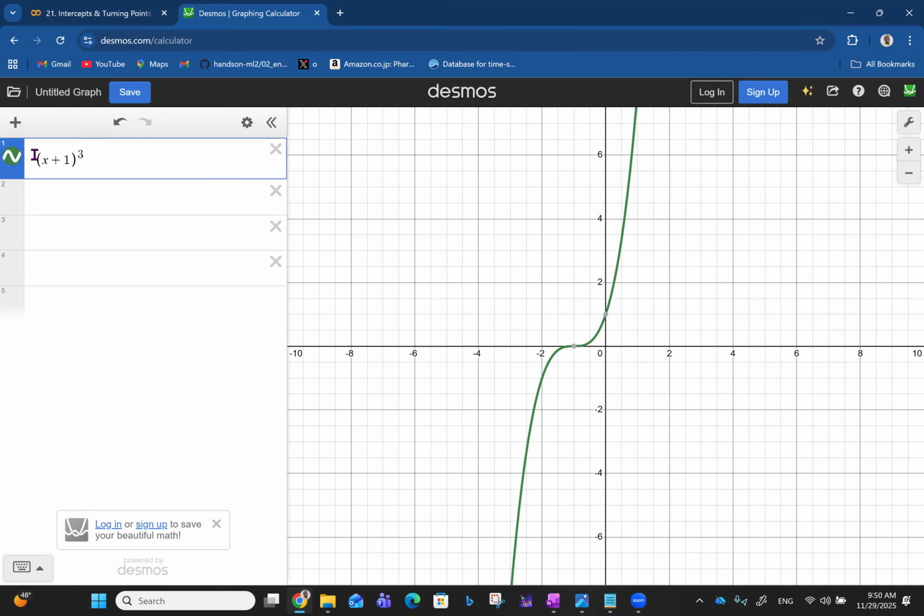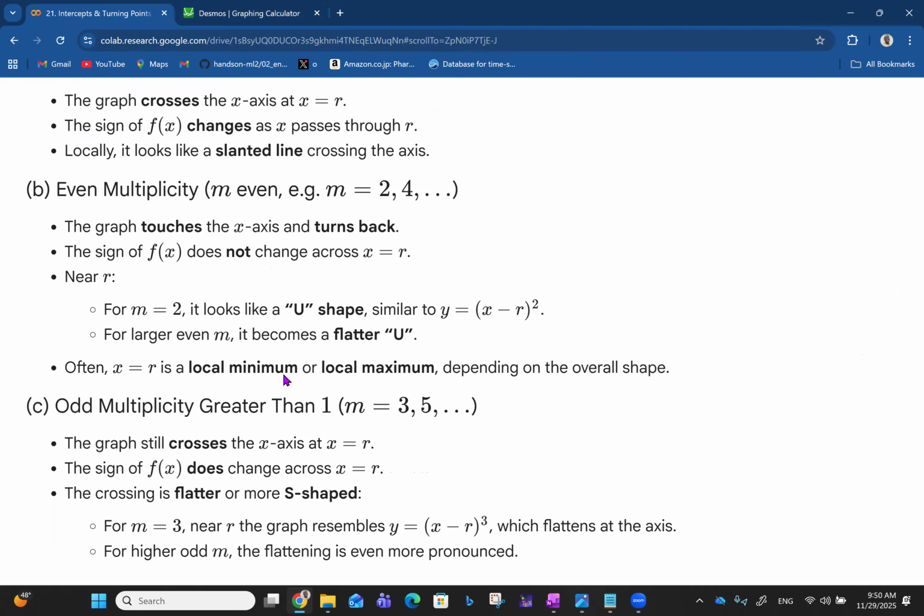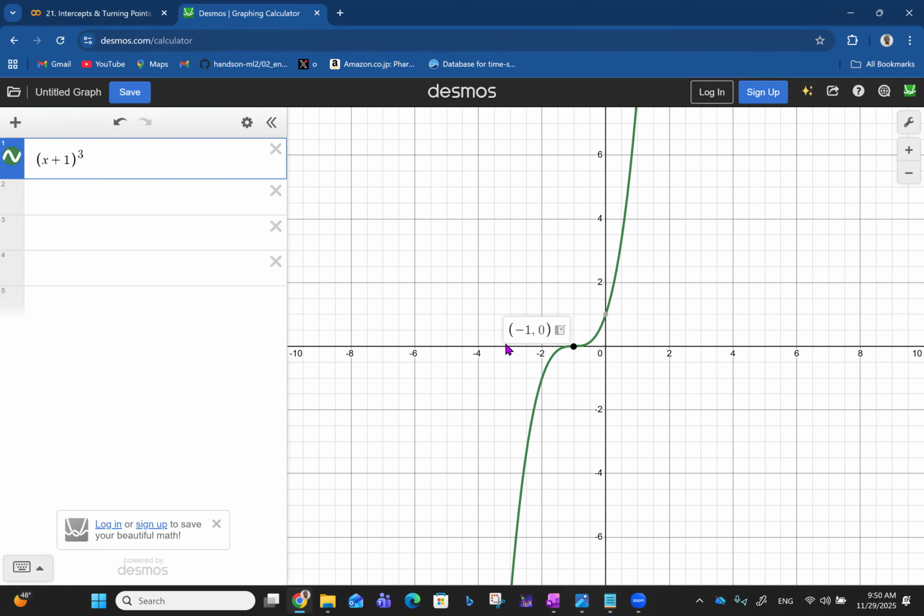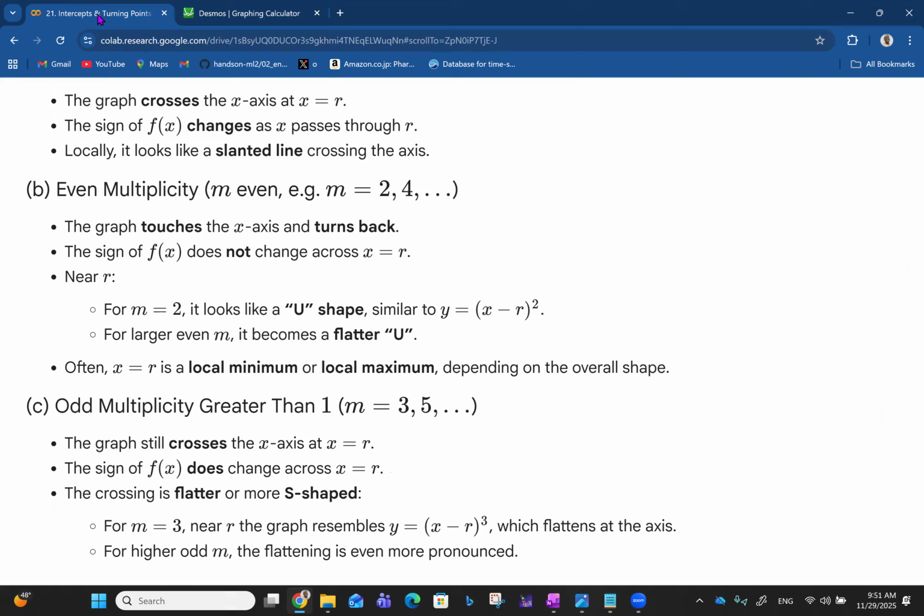So you see what's happening. The x plus 1 is raised to power 3. Of course, the solution here is -1 with multiplicity of 3. So you see that -1 right here. Let's talk about that. The graph still crosses the x-axis at x equals r in that case. So you can see at -1, which is the solution here, the graph still crosses the x-axis, but the behavior is a little different.